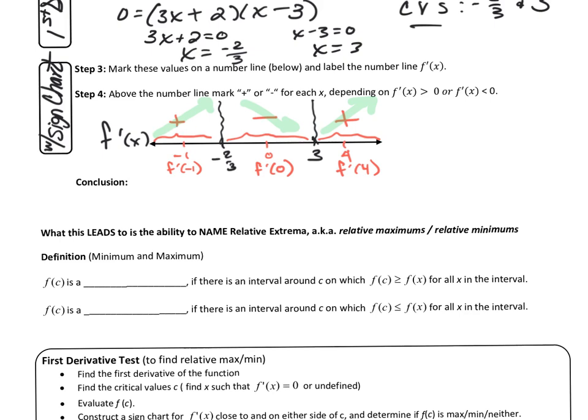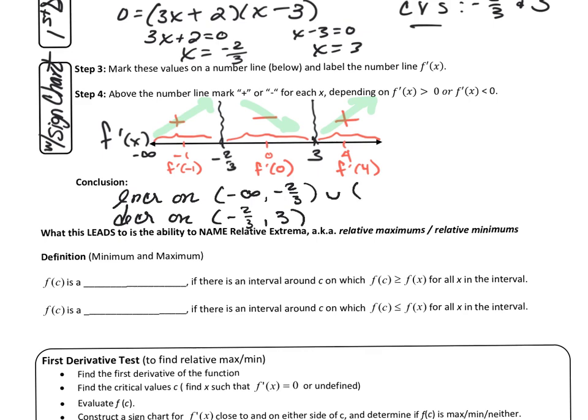And our conclusion is that, remember, it was asking us where it's increasing and decreasing. It's increasing on and decreasing on. And let's work left to right again. That first interval, this is negative infinity over here. From negative infinity all the way to that critical value, negative 2/3, it's increasing. Then it's decreasing from negative 2/3 to 3. Then it goes back to increasing again. So you put the union symbol for the set notation to bring these two sets together, 3 all the way up to positive infinity. And then you are done.